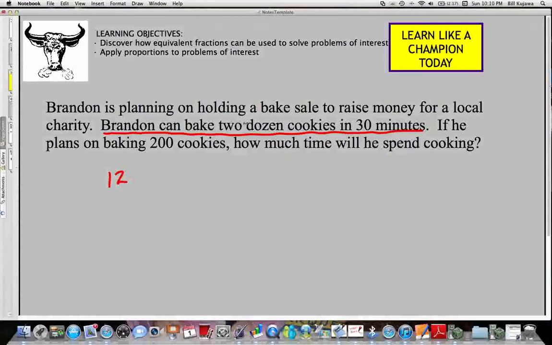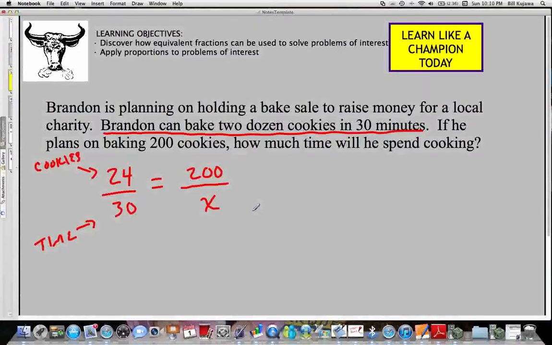12, actually it's 2 dozen, so that's going to be 24 over 30. Now that's my fraction. When you write a proportion, you have to keep in mind what the numbers in your proportion stand for. So in this case, the top number is going to be the cookies that Brandon is baking, and the bottom number is time in minutes, and the unit is important. So here it says he plans on baking 200 cookies, so I need to put 200 cookies where in my next fraction? That needs to be on top. And our unknown, which is time, will be x.